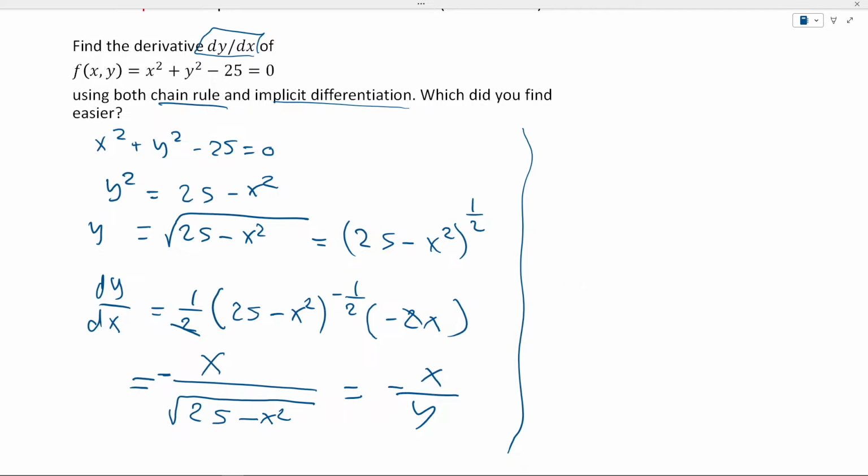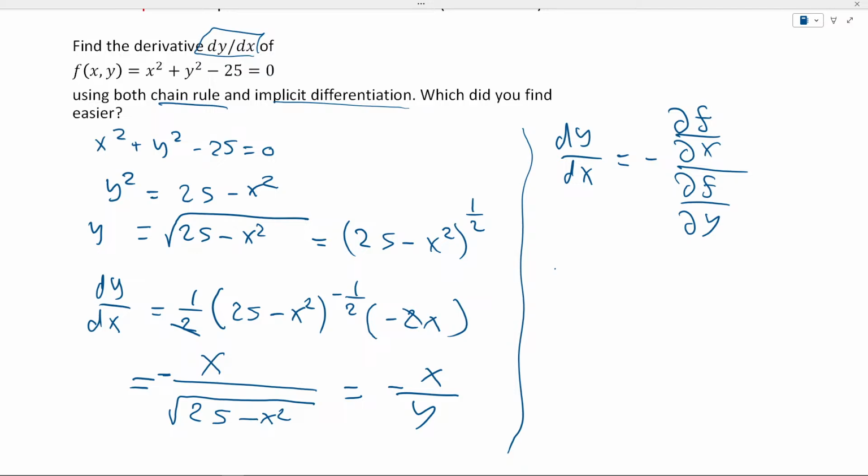I know that dy over dx is equal to negative the partial of my function with respect to x over the partial of my function with respect to y. You don't even need to look at it, you just remember it, like this guy goes here and this guy goes here. So that's very easy.